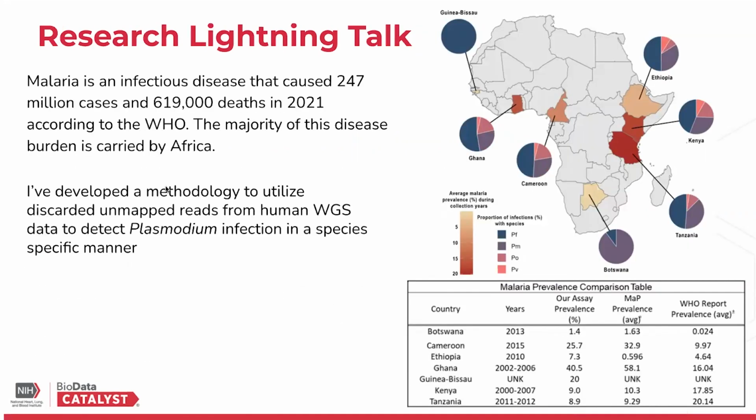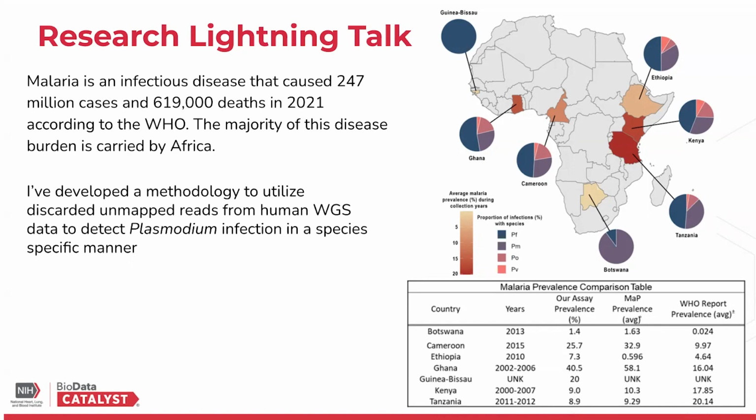Okay, so the first two points, just to give you a little bit of context about my research, because I think it's really important for us to realize why we're doing things. Malaria is an infectious disease that caused 247 million cases and over 600,000 deaths in 2021 and the years prior. The reason this is important is because we've been trying to fight to get rid of it across the globe, and right now the majority of this disease burden is in Africa.